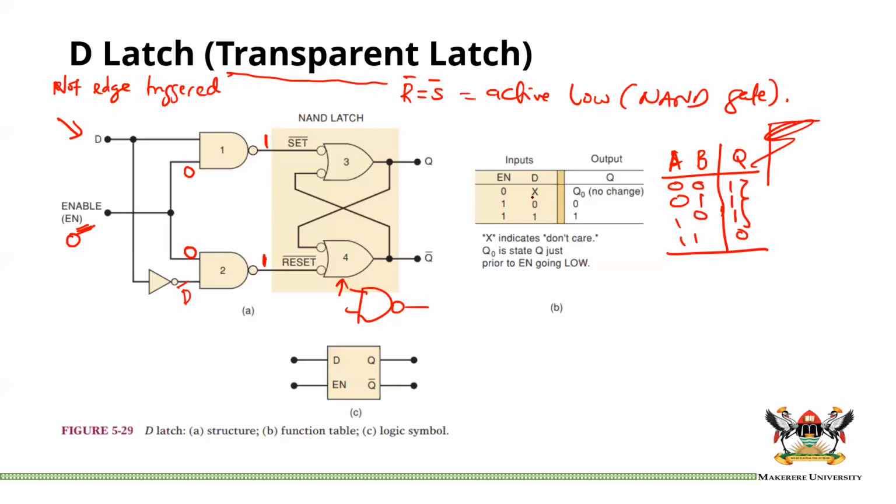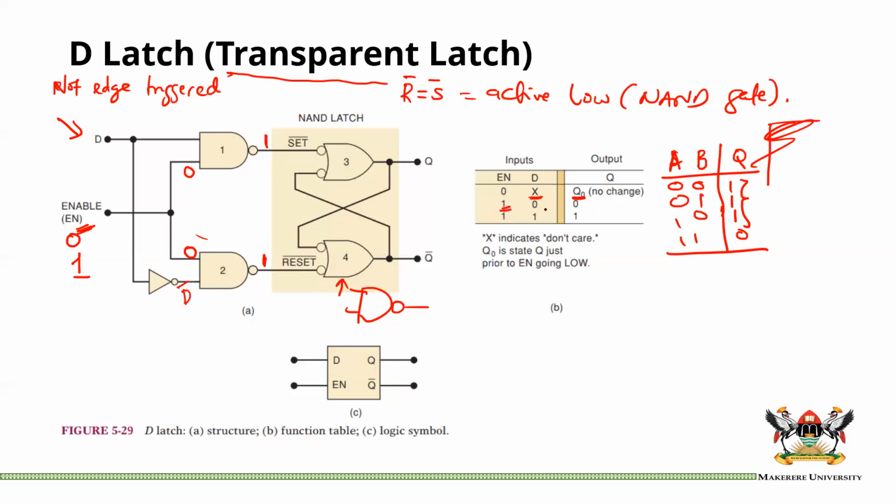So you can see here that the D does not matter. This X means don't care, and we've done don't care states. As long as your enable is 0, there will be no change, because you're neither setting nor resetting. We can only have a change if we set the flip-flop or if we reset the flip-flop. But what if enable is 1? If enable is 1, things change. Here, D can be 0 or 1.